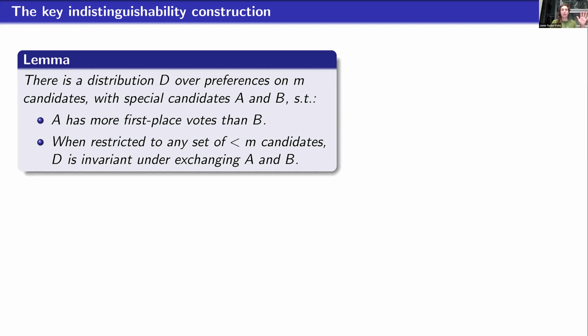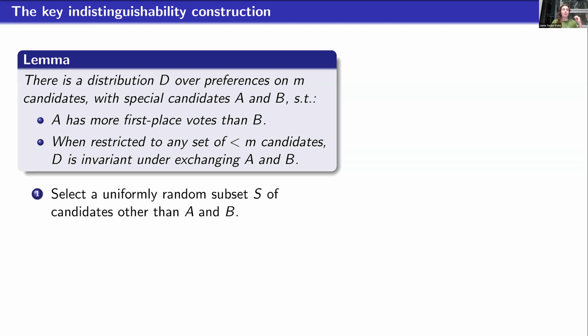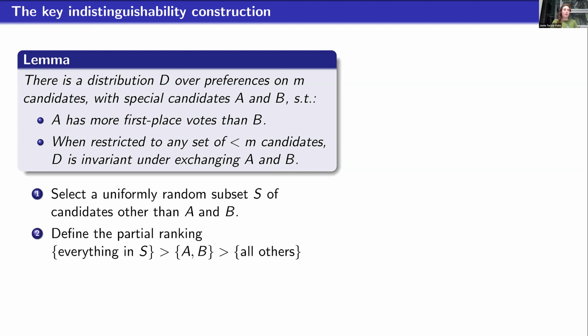Okay, so here is the distribution. It's defined as the ranking output by the following algorithm. This is a sampling algorithm for selecting a ranking over the M candidates. First, I select a uniformly random subset S of all the candidates other than A and B. For everything not A or B, I choose whether to put it in S or not with a fair coin flip. Then I define the partial ranking where I rank everything in S in some random order, then A and B, and then everything not in S in some random order.